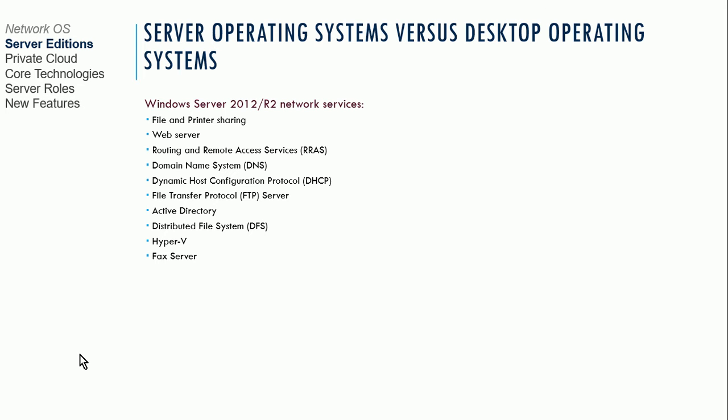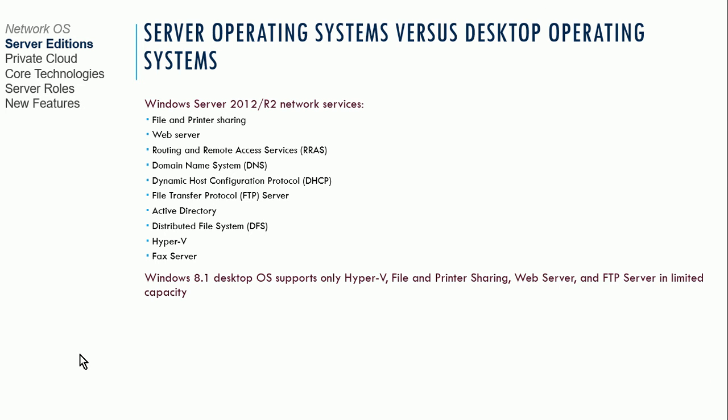Although I work in healthcare, so we still use fax servers quite a bit, they're not terribly common. Some of these services are available in Windows 10 or Windows 8.1. So in Windows 10 or Windows 8.1, you can use Hyper-V, file and printer sharing, web server, and FTP server to some limited capacity. So these are the services that we're going to talk about throughout the course.